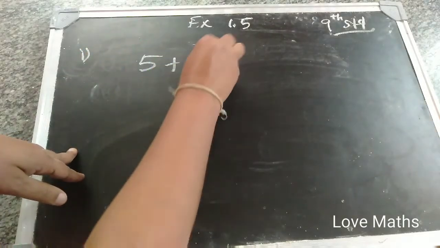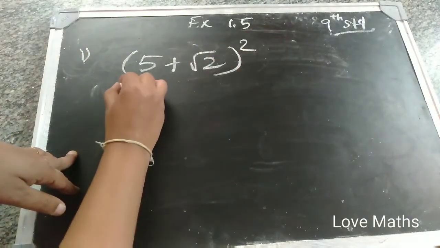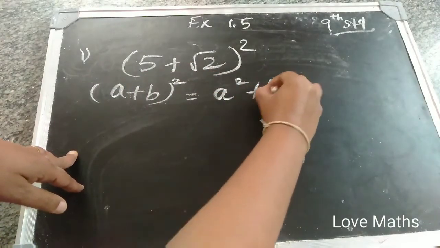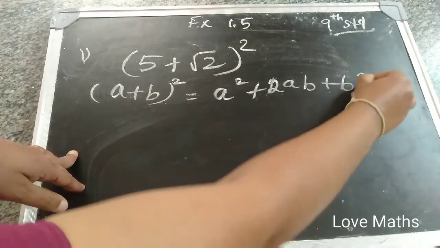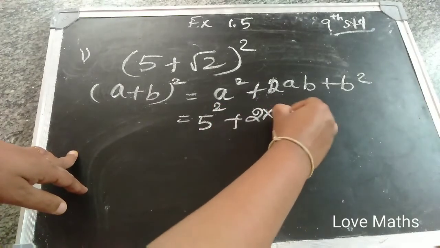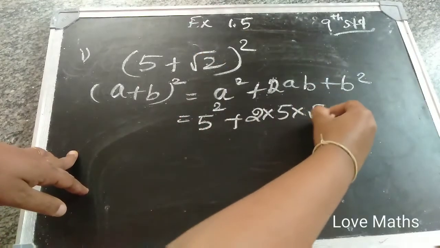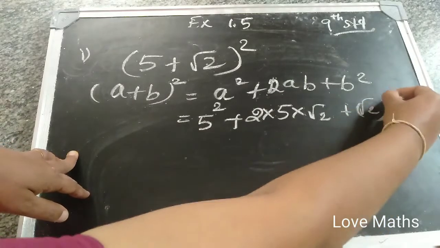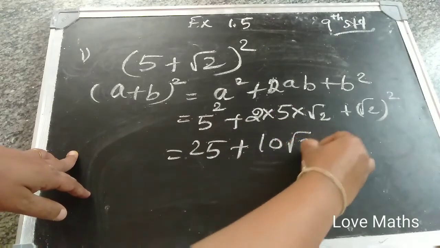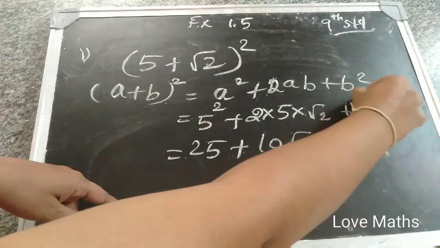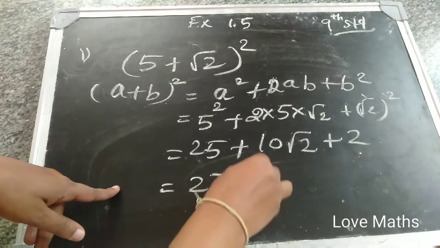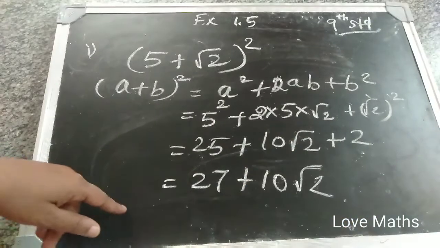5 plus root 2 whole square. So you are going to apply the A plus B whole square formula: A square plus 2AB plus B square. In A place what is there? 5. 5 square plus 2 into 5 into B, which is root 2, plus root 2 the whole square. 5 squared is how much? 25. 2 5s are 10 root 2, plus root 2 whole square, means root and square cancel, only 2. So 25 plus 2 is 27, plus 10 root 2. This is the final answer.